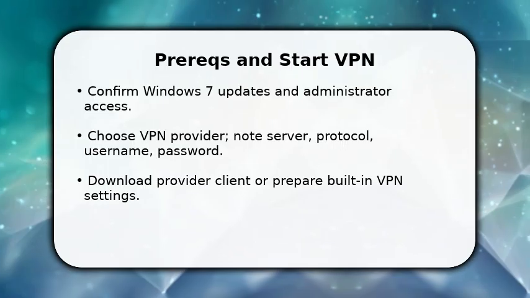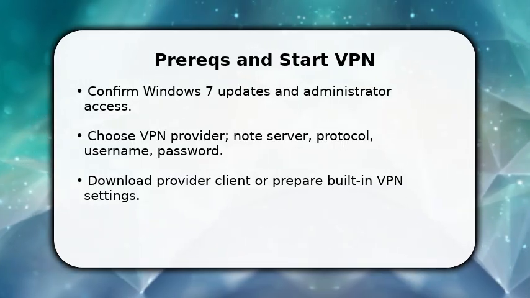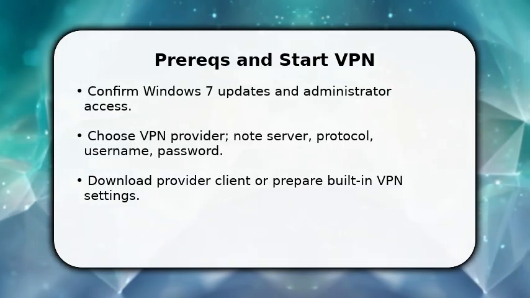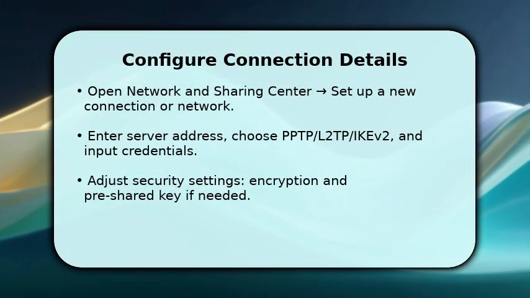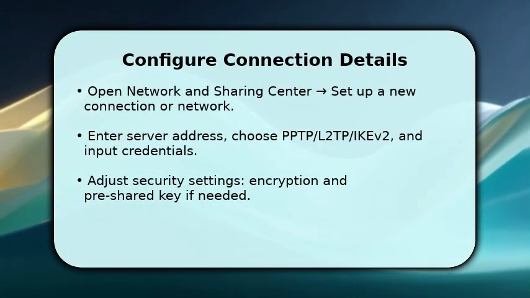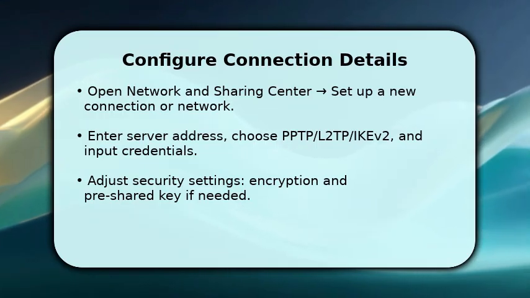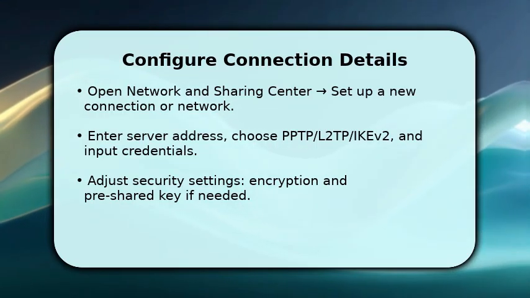Once done, close other apps to avoid interruptions and open the Control Panel so you can start creating the new network connection immediately. Now configure the connection. Open Network and Sharing Center and select Set up a new connection or network, then choose a Workplace VPN.